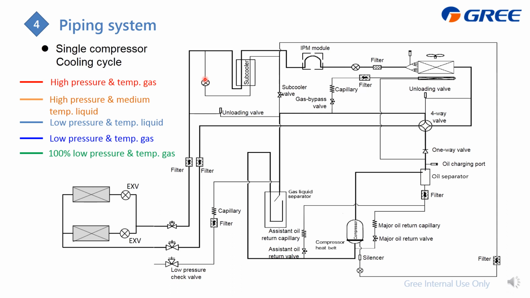And this time I'm going to introduce how the refrigerant flows, for example, in cooling mode. Our start point is from the compressor. Coming out from it is the high pressure and temperature gas. And then after getting through the oil separator, it goes to the four-way valve. As it is cooling now, it will just turn right and go to the outdoor heat exchanger to release heat.